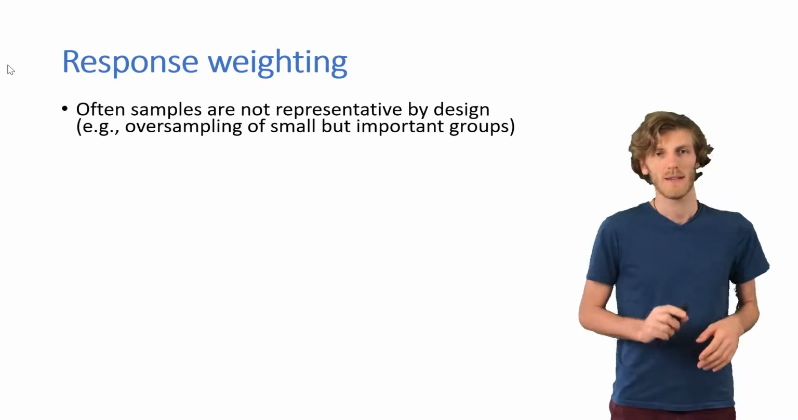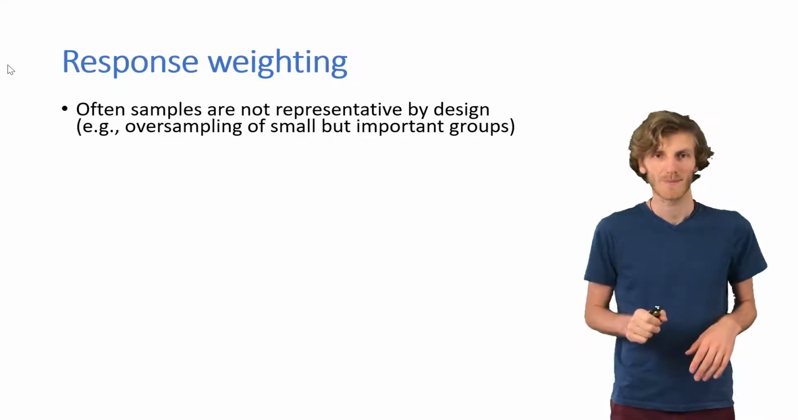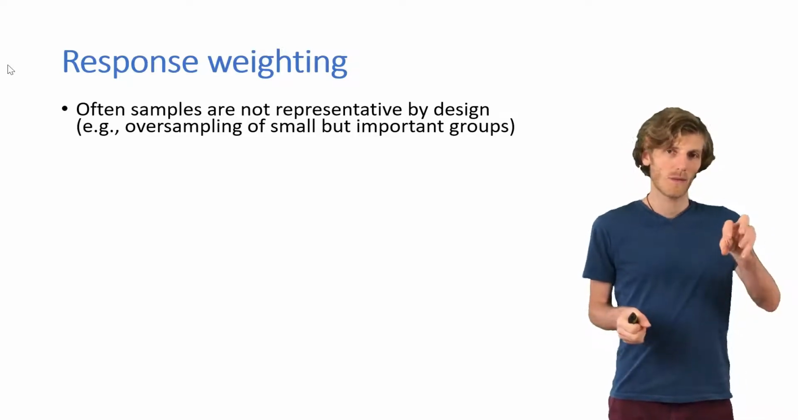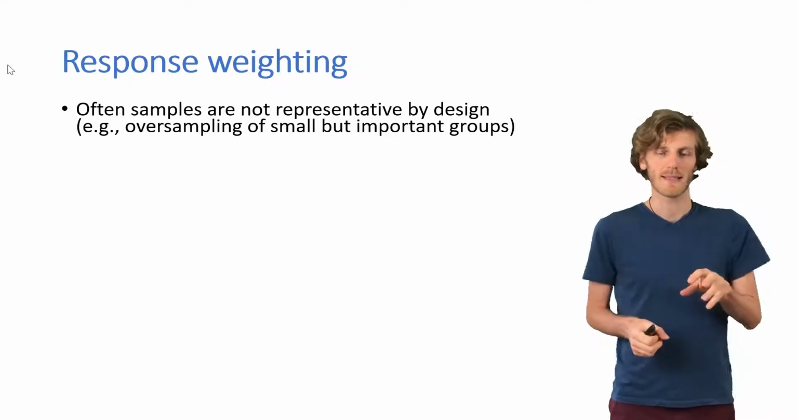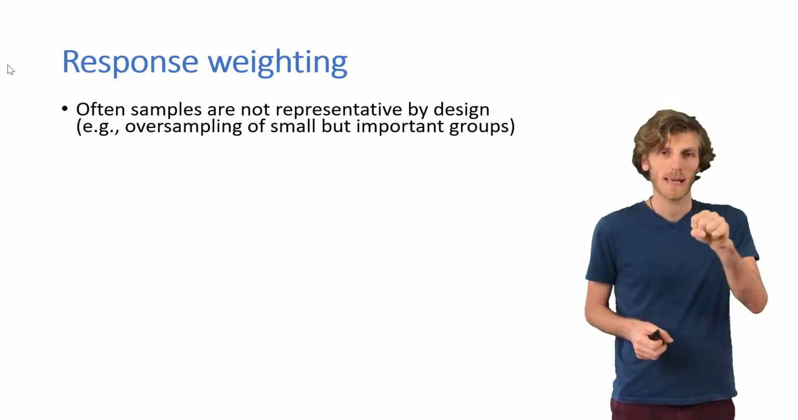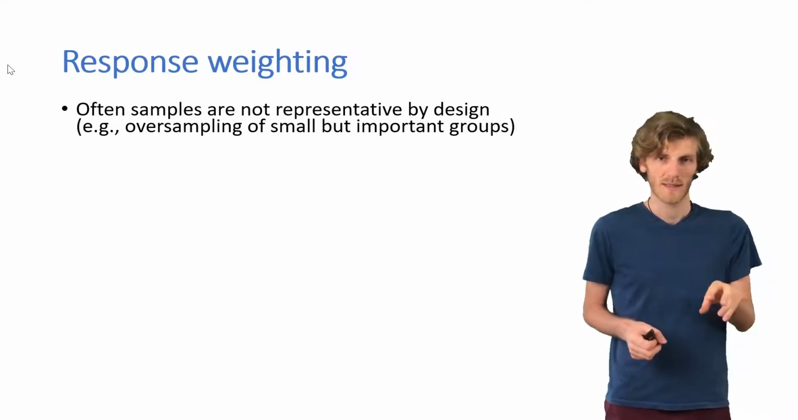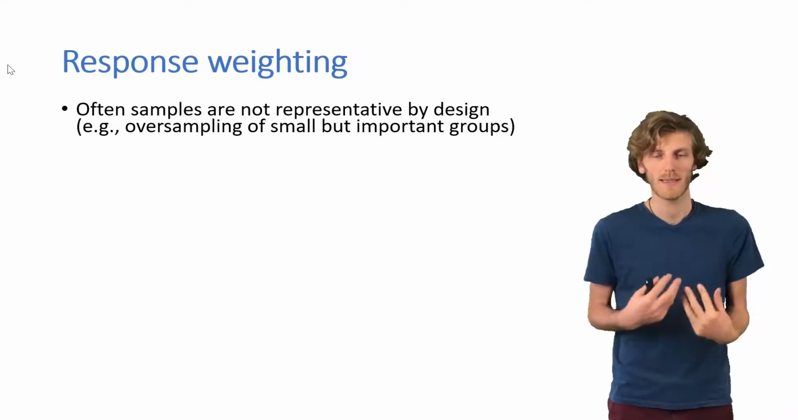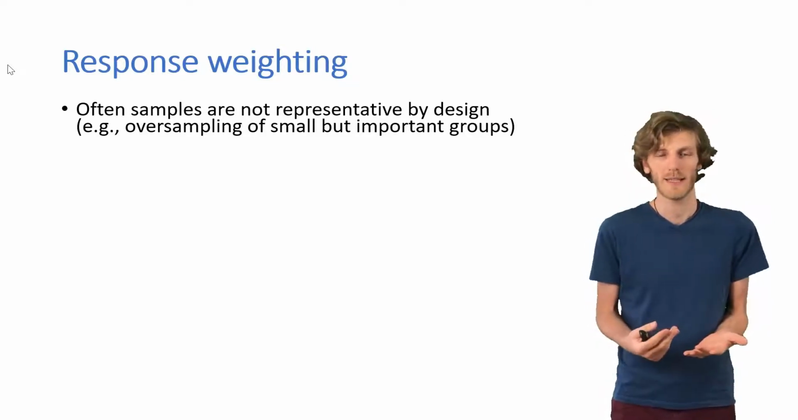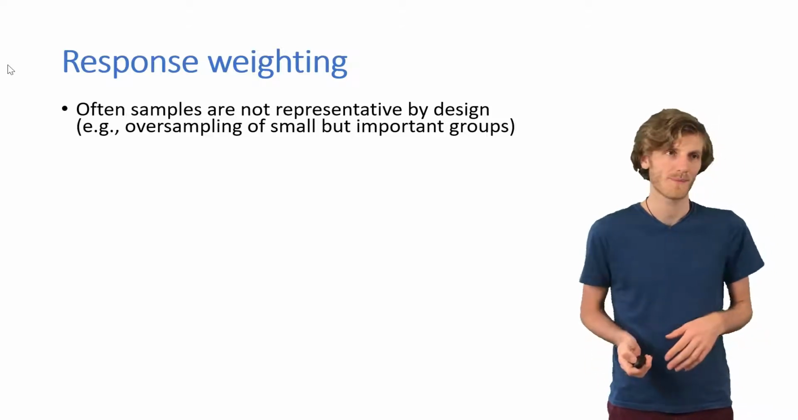But quite often, in large surveys, the samples are not exactly representative by design. For example, because we might want to be able to do subgroup analysis by regions, maybe by ethnicities, but we want precise statistical estimates for some smaller groups. What do we do? Well, we oversample these groups, we make sure that our sample contains enough people from a specific region, but that's then something we need to correct for later on.